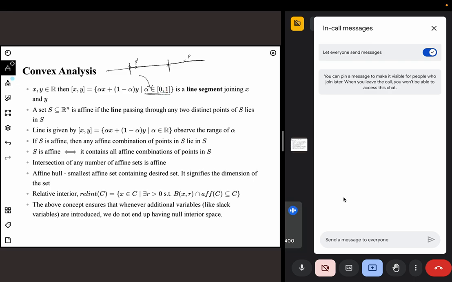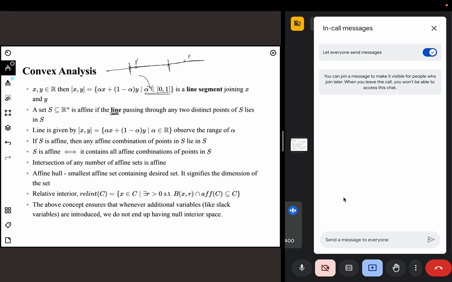With this definition, we say a set S is affine if the line, and this is a line and not a line segment, passing through any two distinct points of S lies in S. It should be the entire line, not just the line segment. Take any two points, draw a line which spans the entire space, and if that line also lies in S, then you call that set an affine set. A classic example is a plane. If you take this screen that I'm showing here and take two points on it, both are present on the screen itself. When I join them with a line, that line will also lie on the plane itself. So this plane is an affine set.